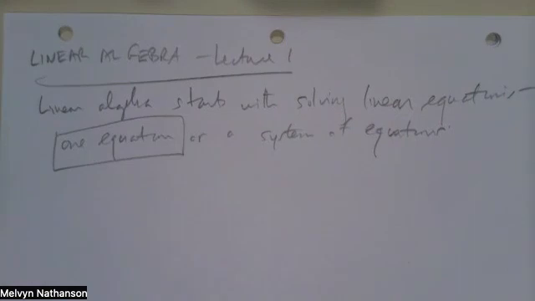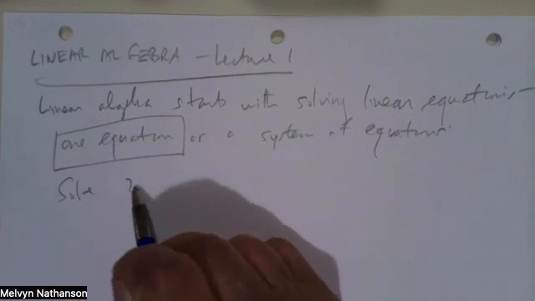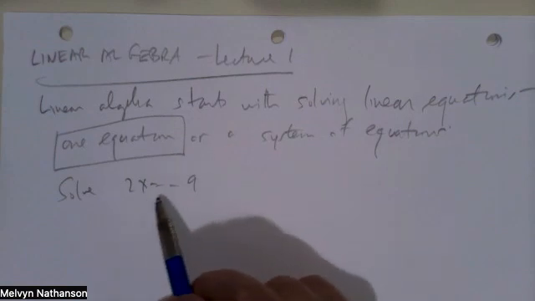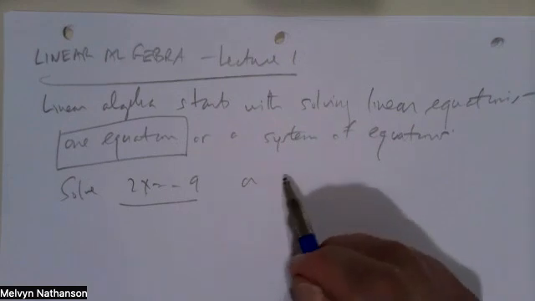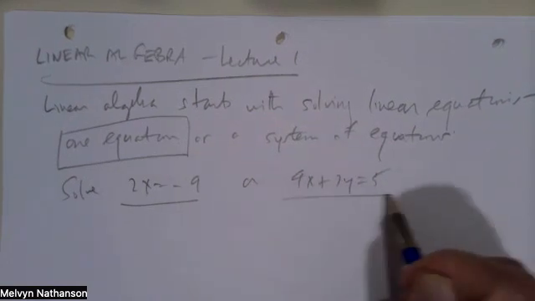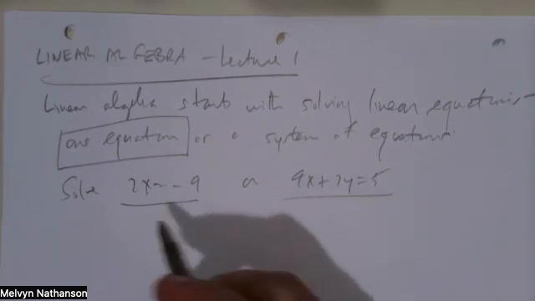So it can be very simple. Solve the equation 2x equals minus 9. So this is a linear equation in one variable. Or maybe 4x plus 7y equals 5. So this is one linear equation in two variables.